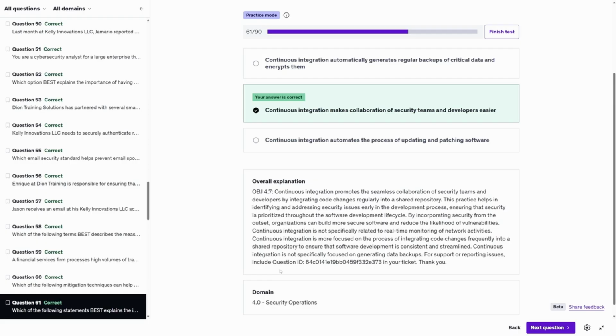This practice helps in identifying and addressing security issues early in the development process, ensuring that security is prioritized throughout the software development lifecycle. By incorporating security from the outset, organizations can build more secure software and reduce the likelihood of vulnerabilities. I'll leave up the other answer choices for a few extra seconds.